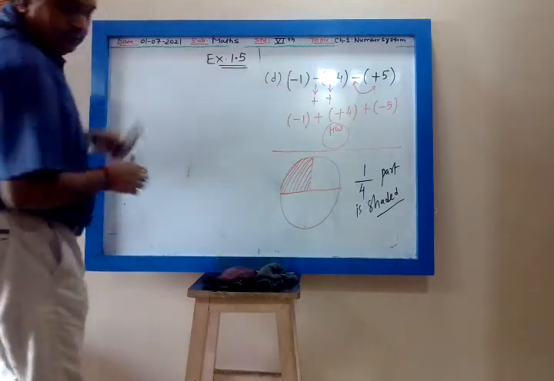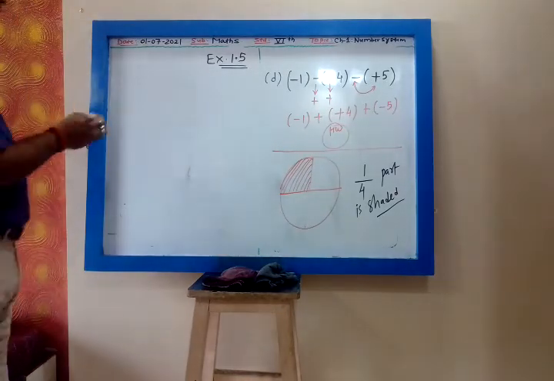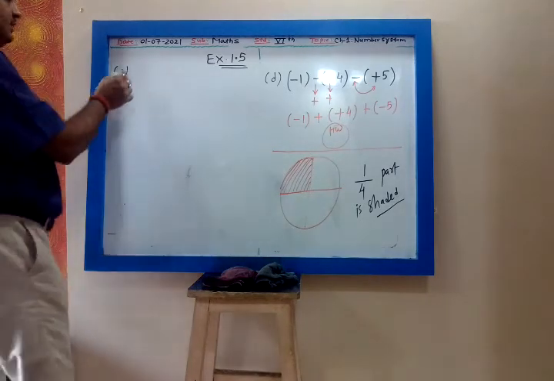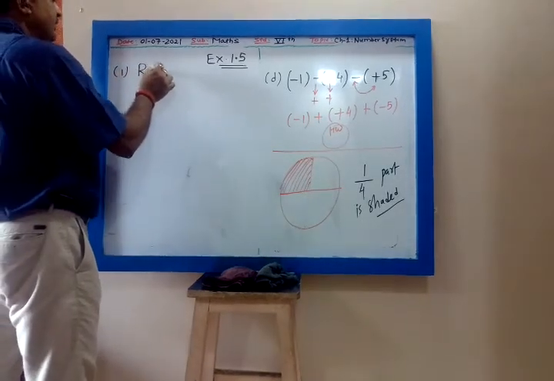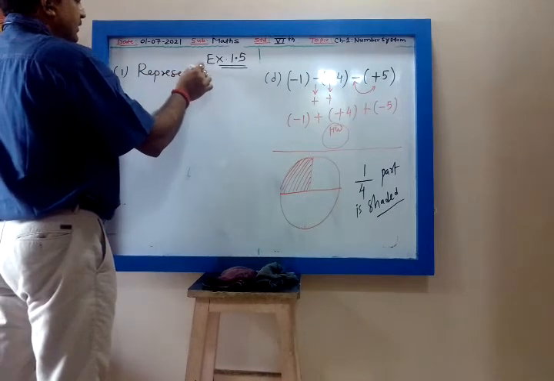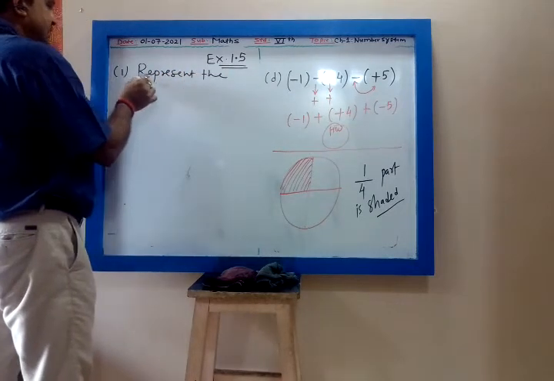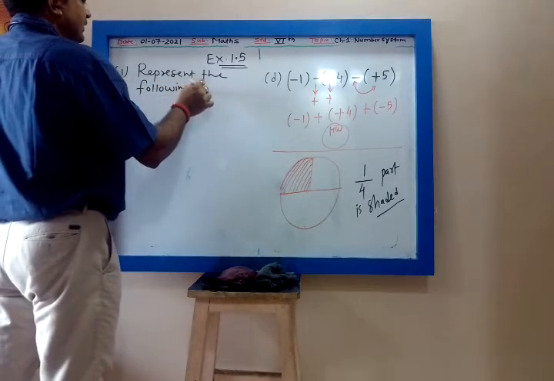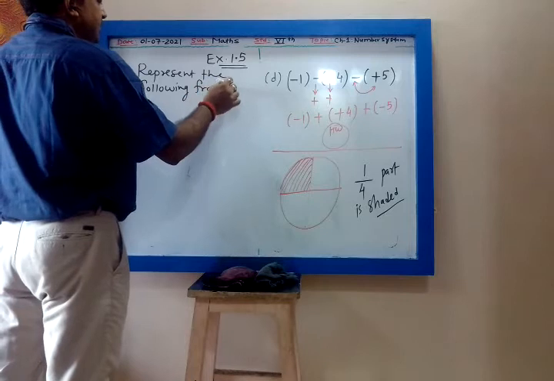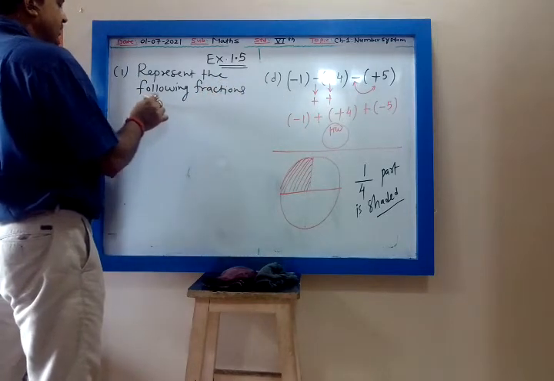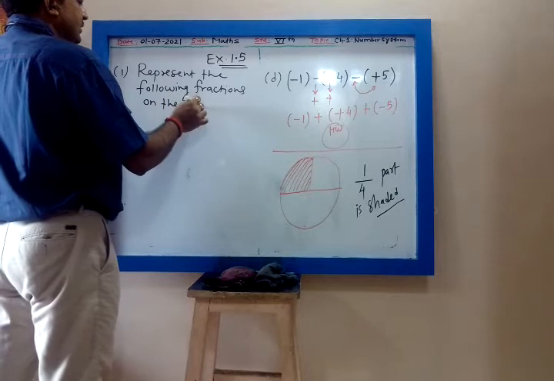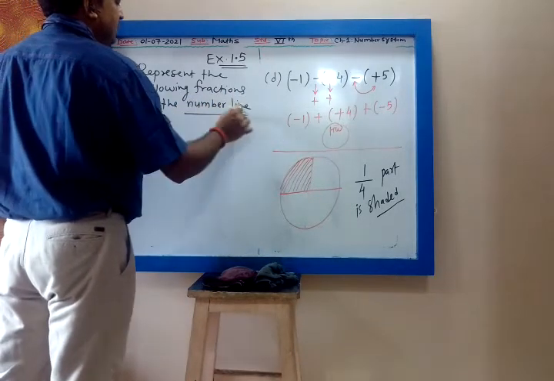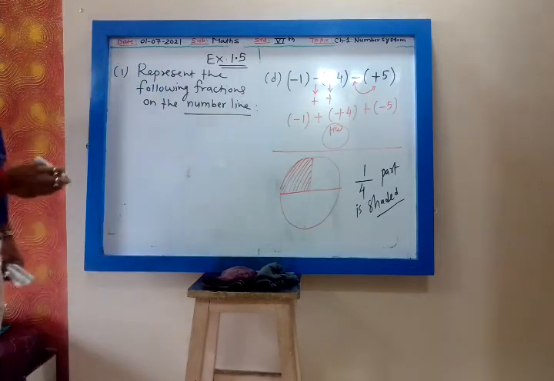Correct? So now the first question: represent the following fractions on the number line. Okay, so first it is 4/5.